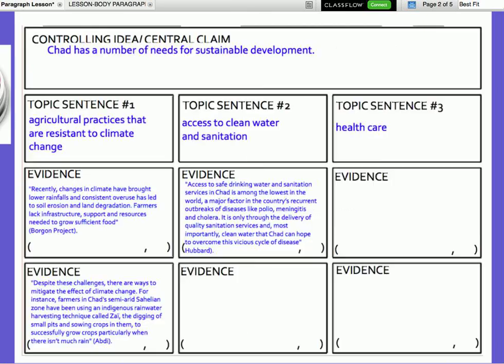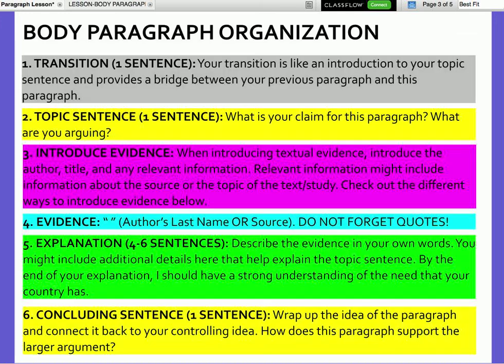Really quickly, I want you to pull out this sheet so that you have it ready to go. You're going to need it in order to write your body paragraph. And you also need to turn to a clean page in your grammar and craft section in order to write your body paragraph. Title that page body paragraph number 1. All right, let's get started.